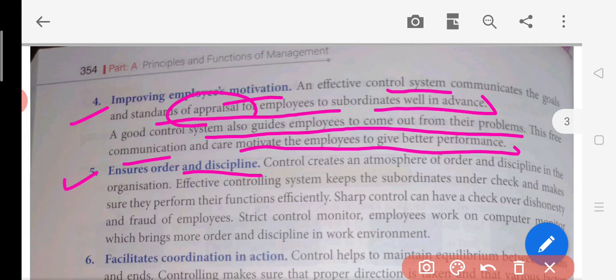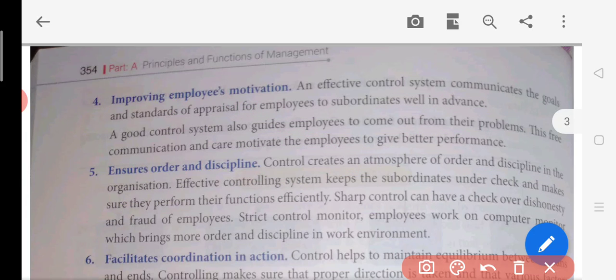So control creates an atmosphere of order and discipline in the organization. An effective control system keeps the subordinates under check and makes sure they perform their functions efficiently. If everybody is in order and discipline, then definitely everybody is going to work with efficiency, and no wastage will be there. So sharp control can have a check over dishonesty and fraud of the employees.